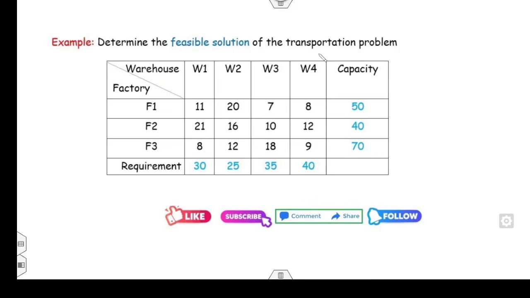Calculate the feasible solution of the transportation problem. We will see firstly whether it's balanced or not. So it's a 19 and it's a 160. It's a 30, 55.